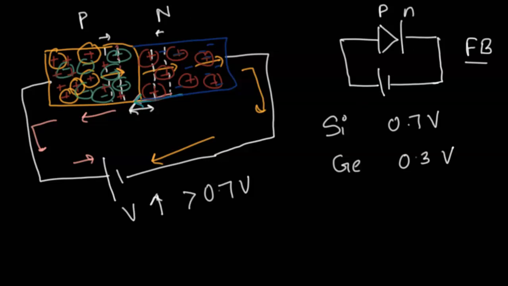So in the next video, we will be covering how the diode functions when connected in the reverse bias situation, and the VI characteristics of the diode.